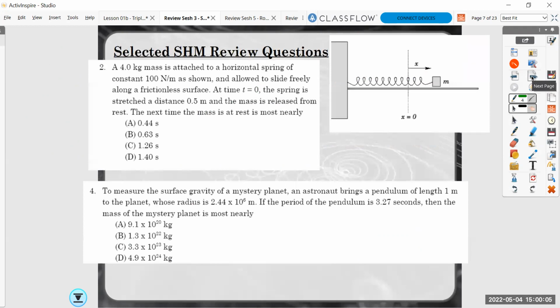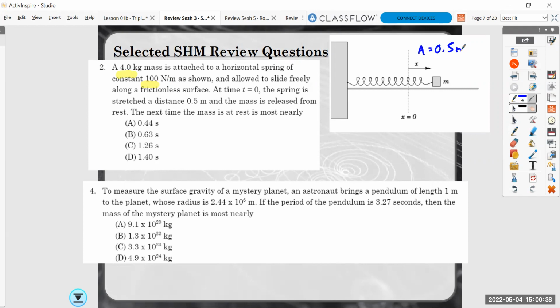Let's look at a few questions here. One of which is a question that Mr. Bates wrote, and is unnecessarily obnoxious. Number 2 is not the one that's unnecessarily obnoxious. Number 2 is actually, I think, a very nice question. We're given the mass, and we're given the K value of the spring. It's allowed to slide freely. At time t equals 0, the spring is stretched a distance of 0.5 meters and released from rest. The next time the mass is at rest is most nearly.